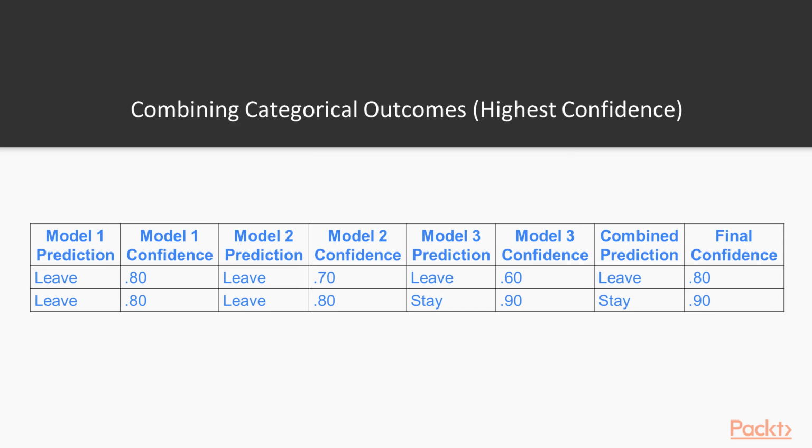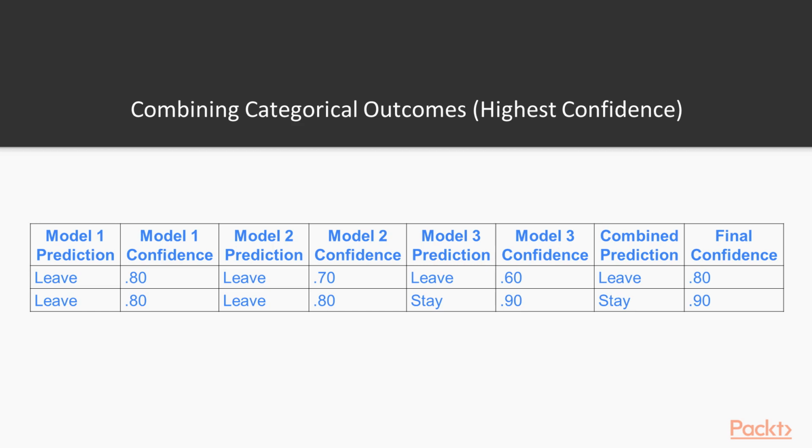Now, in this next example, we're again combining categorical outcomes, but we're not doing it by voting, we're doing it by highest confidence. So it doesn't really matter what each of the individual models is predicting. What matters is which model is the one that has the highest confidence value, and that's the one that we're going to go with. So again, you can see that we have 3 separate models, we have 3 separate predictions, and each one of those models has a confidence value.